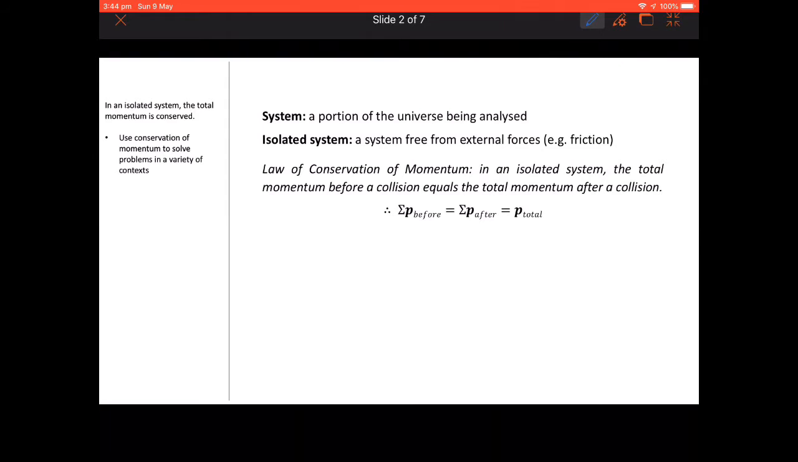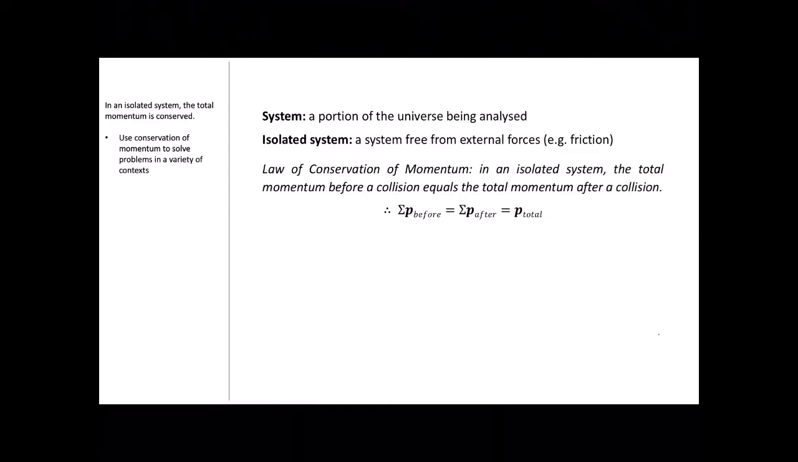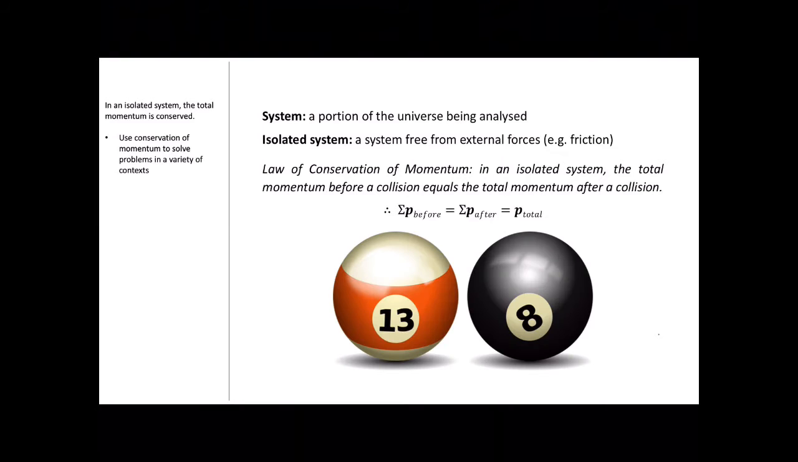of contexts. So we'll start off with some definitions. A system is a portion of the universe being analysed. It sounds a bit vague, but it's whatever portion you're specifically focusing on. So it could be a pair of pool balls that are about to collide on a pool table.